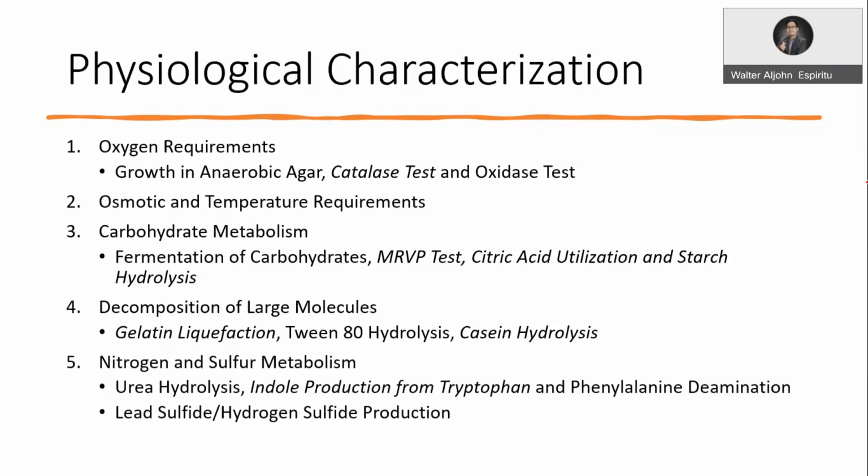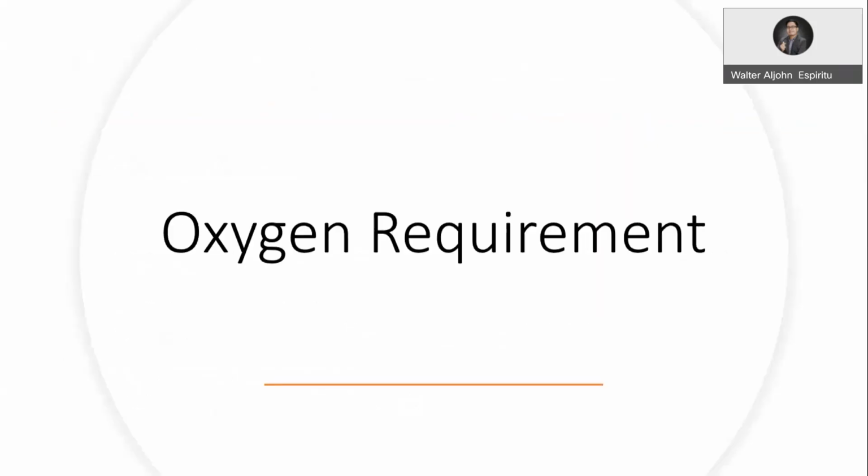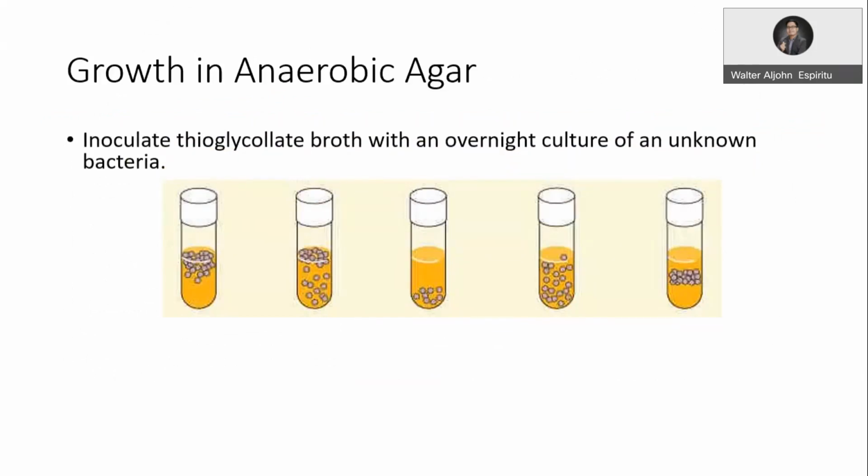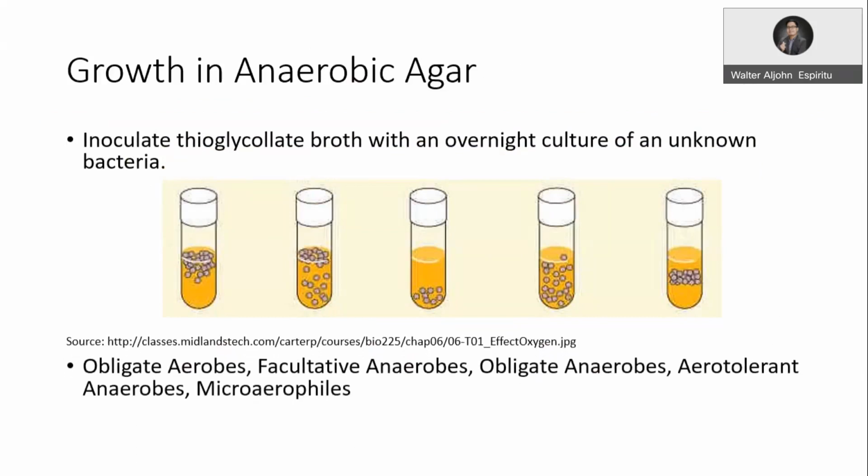Let's take a look at them one by one. First is the oxygen requirement. Here is the anaerobic agar. It is used to check if your bacteria can grow aerobically or anaerobically. You will have to assess which type of bacteria your unknown is. They can be obligate aerobic bacteria, so they are aerobic.